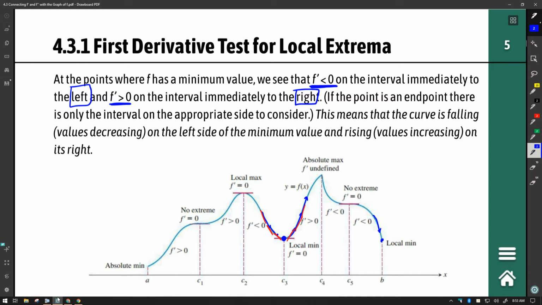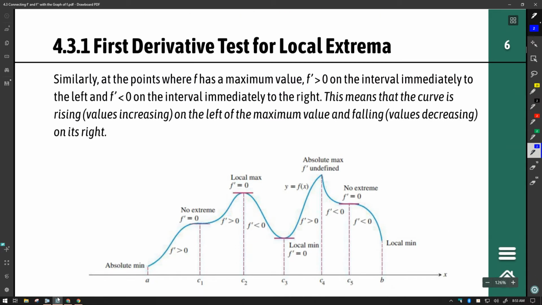So what's the key part? Well, we have a critical number. We have f prime negative to the left. We have f prime positive to the right. Let's move forward. If we look at the local maximum values, we're going to notice that f prime is positive immediately to the left, and that f prime is negative immediately to the right.